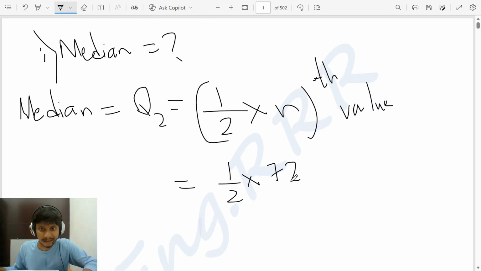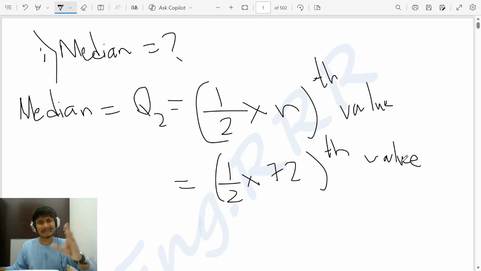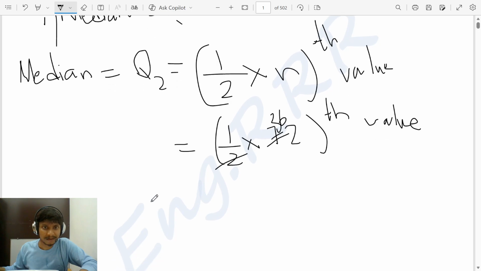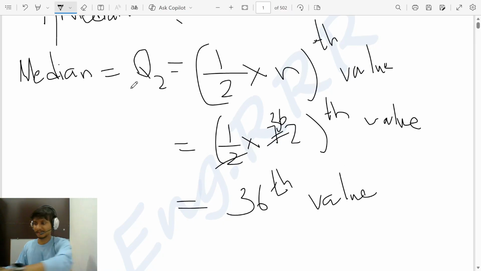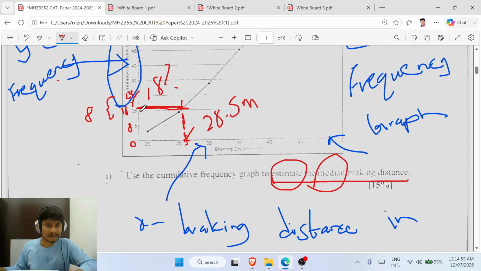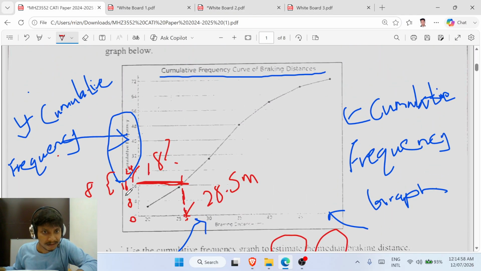Here the total observations is 72. Half into 72, don't get confused, we just find the middle value. If we find it, you will get the 36th value. This is the median. Here, don't get confused.